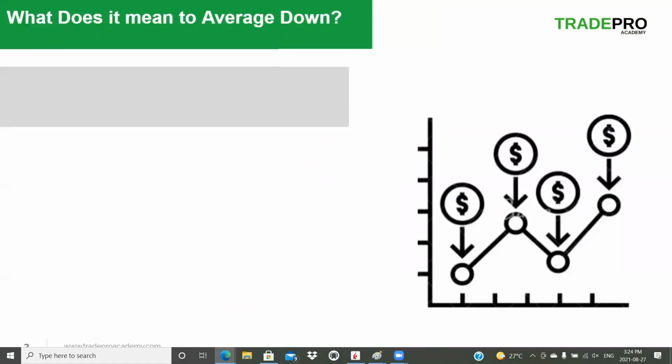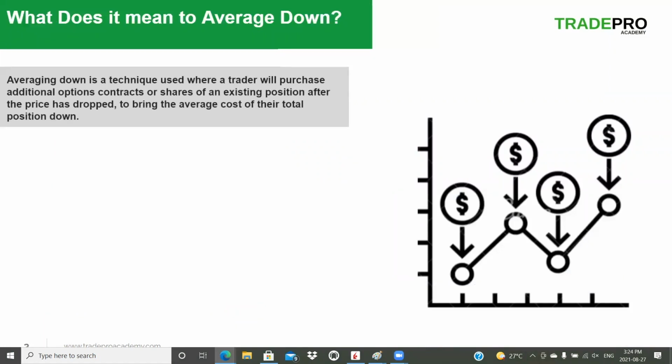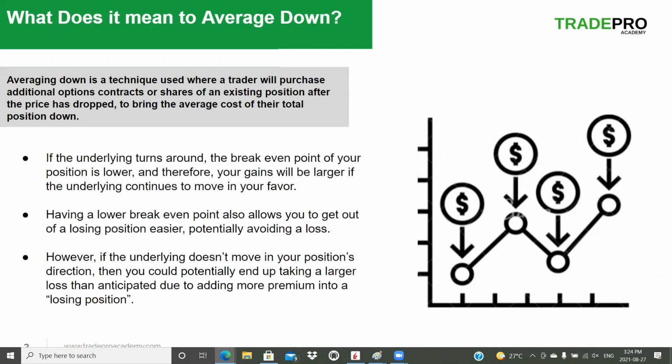So what does it mean to average down? Averaging down is a technique used where a trader will purchase additional options contracts or shares of an existing position after the price has dropped to bring the average cost of their total position down. So if the underlying turns around, the break-even point of your position is lower, and therefore your gains will be larger if the underlying continues to move in your favor.